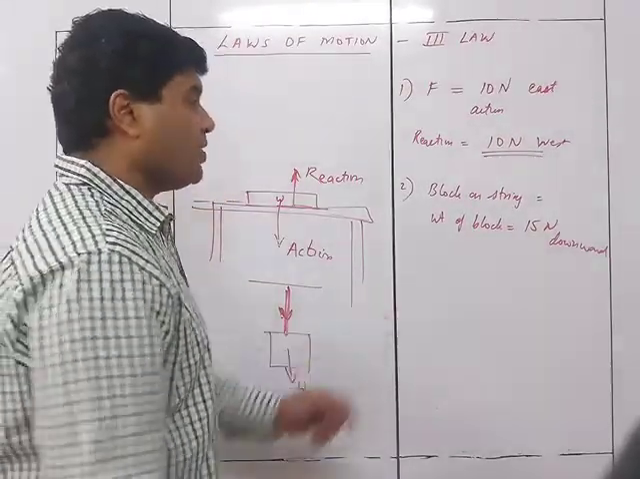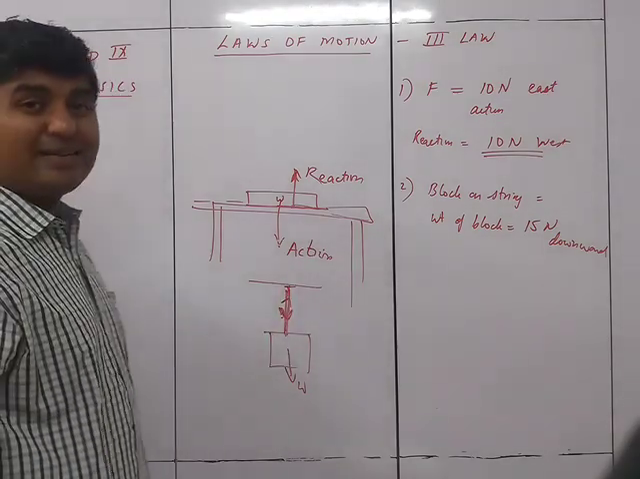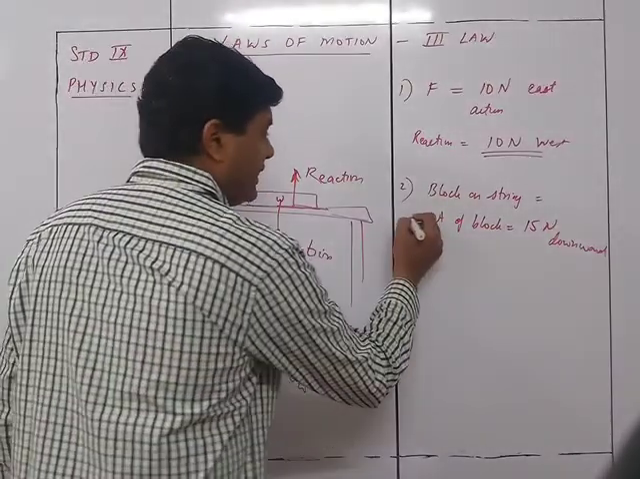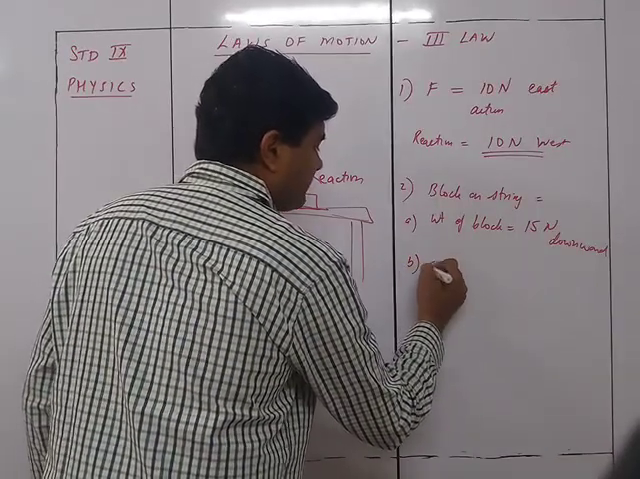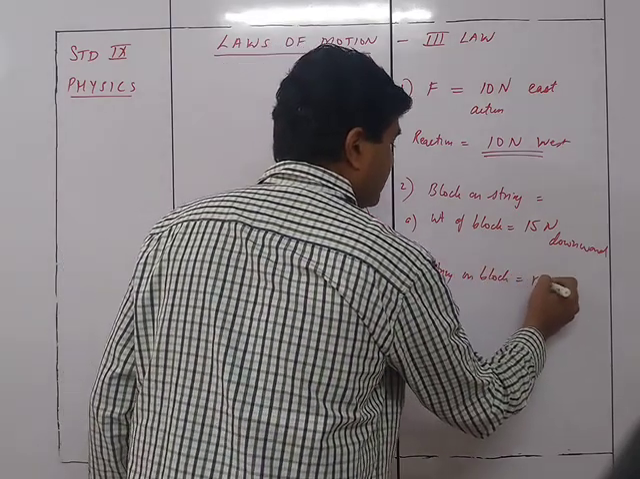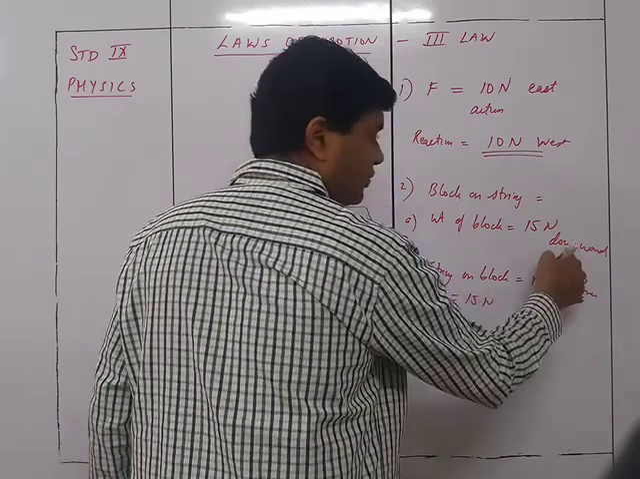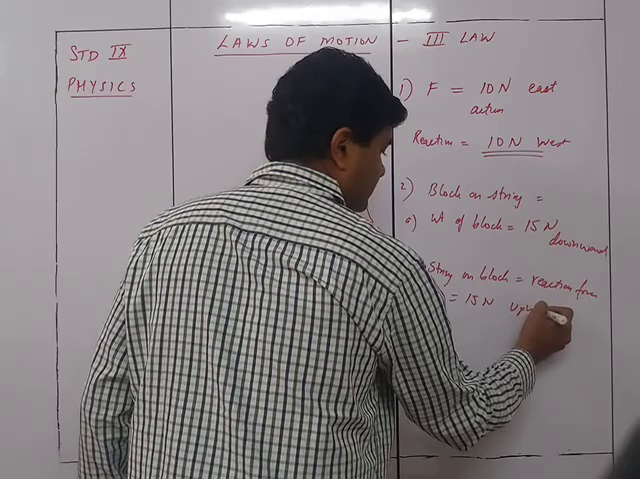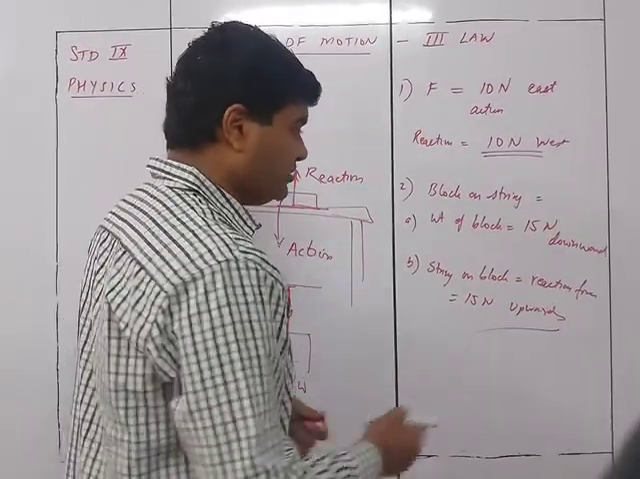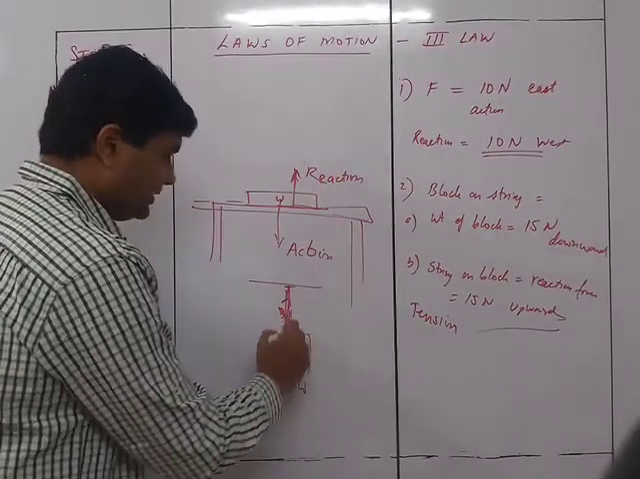And string on the block: the string is going to apply an opposite force on the block. That is nothing but the tension. That is the string on the block. This is the A part. B will be the string on the block, which is equal to the reaction force, which will be equal to 15 Newton. Now this was downwards, so this will be upwards. And of course, this is nothing but the tension on the string.